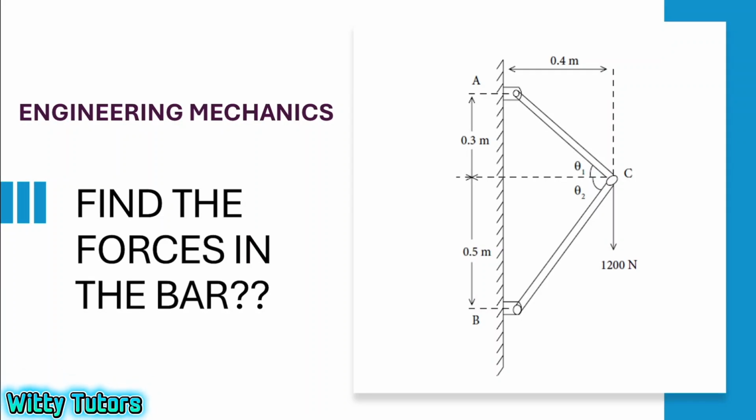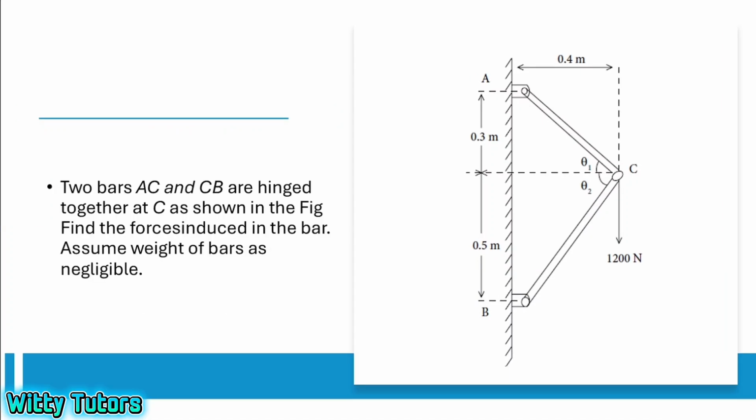Hello, now we are going to solve a numerical problem from the resolution of forces. So here's the problem. Two bars AC and CB are hinged together at C as shown in the figure. Find the forces induced in the bar. Assume the weight of bars as negligible.